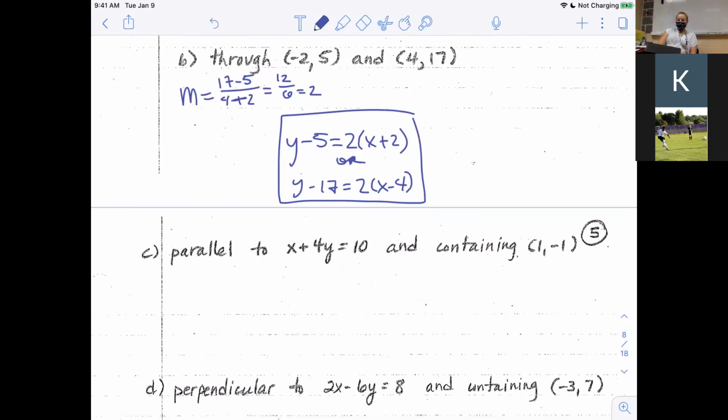The next one says we're gonna write with point slope form a line that's parallel to x plus 4y equals 10 and contains the point 1, -1. Okay, there's a lot going on there. First thing I need to know is what do parallel lines, what do their slopes have in common? How are they related? Allie? They're the same. So if I can find the slope of this line that's given to me, I'm just going to use that exact same slope in order to do my next problem.